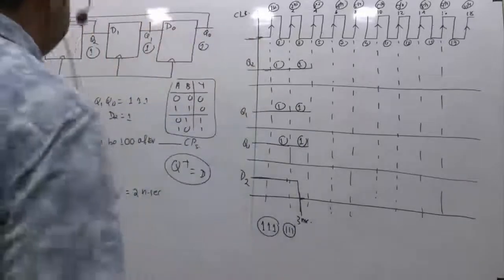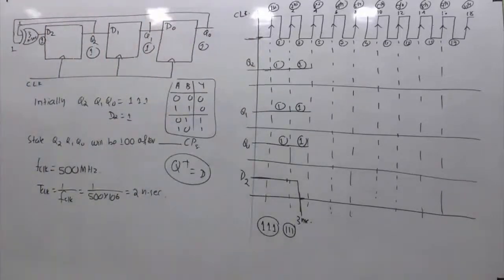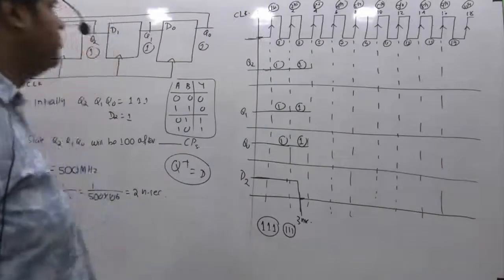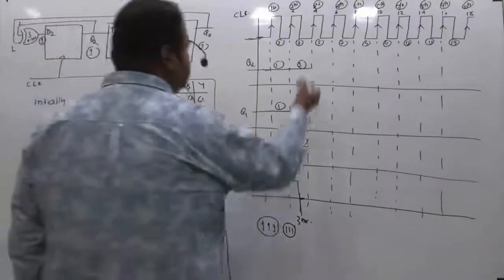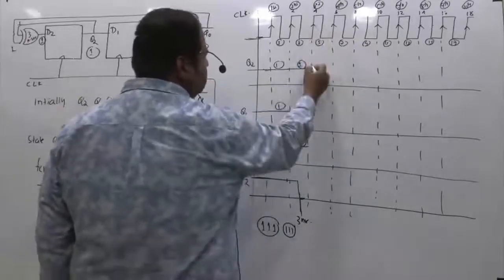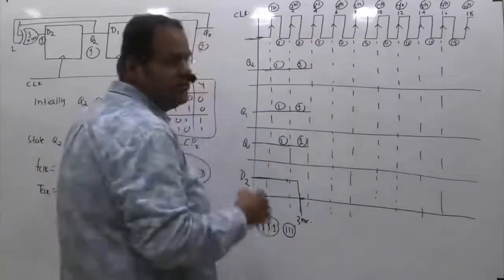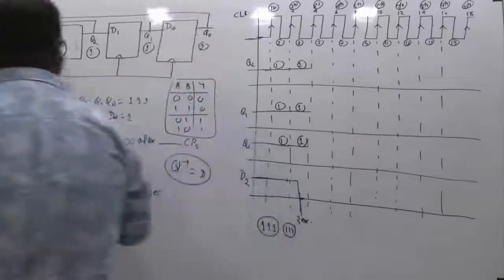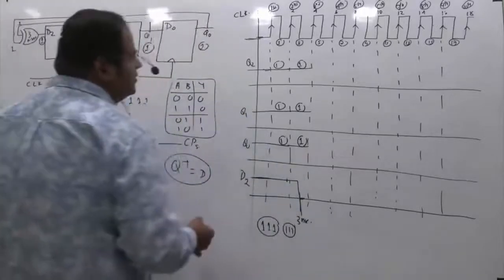Okay, so how many clocks are over? 2 clocks are over, state is still 111. Now we should see what is happening on the third clock. So what is going to happen on this transition? Before that we have to again check what are the inputs to the flip-flops. Now see, the interesting fact is, third clock is here.